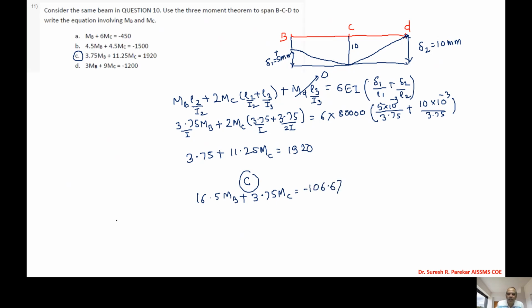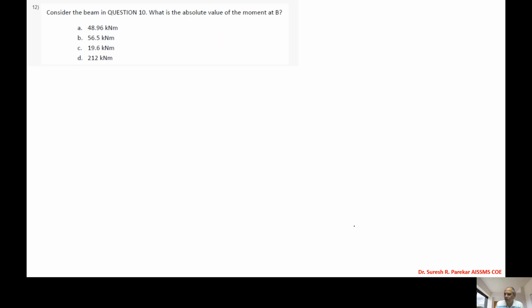And now if we solve this by solving equation 1 and equation 2, we will get MB equal to 48.96 kilonewton meter, and MC we will get as 186.99 kilonewton meter, which will be our question number 12. So we have this will be 48.96 kilonewton meter, and this is our option. Then we have next, that is question number 13.